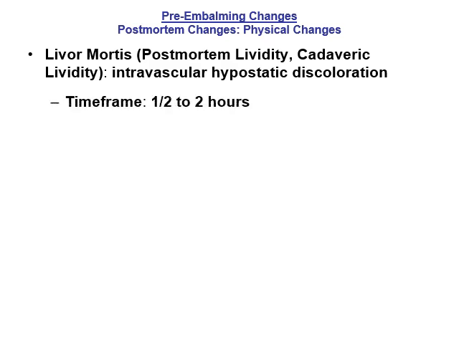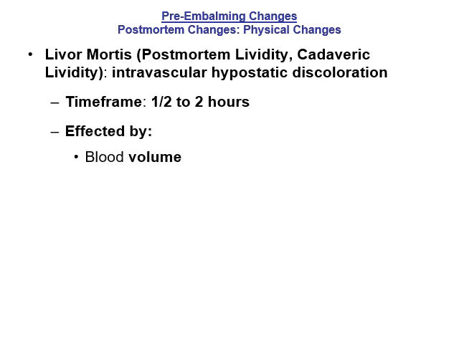So the time frame for livor mortis is it tends to show up about a half an hour to 2 hours after death. It could show up before they're even dead. Again, it can be agonal hypostasis causing this. But if it's caused by death, it's about a half an hour to 2 hours.